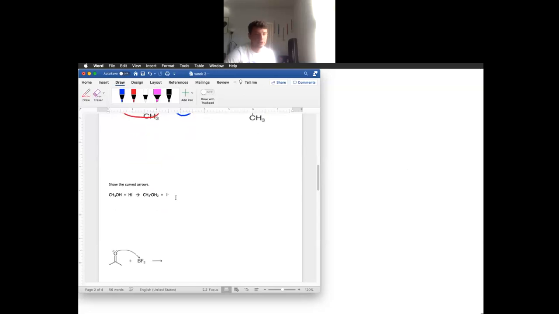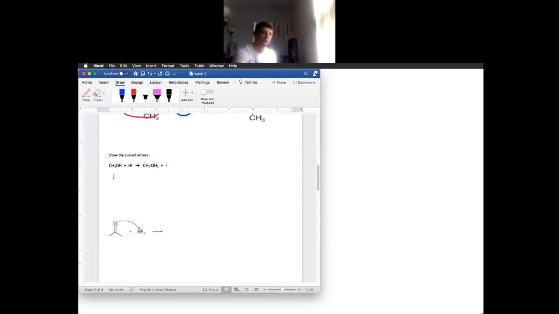So curved arrows, how I would approach it is, again, I would just determine what's your acid and what's your base. So looking at this problem, what's your acid, what's your base?